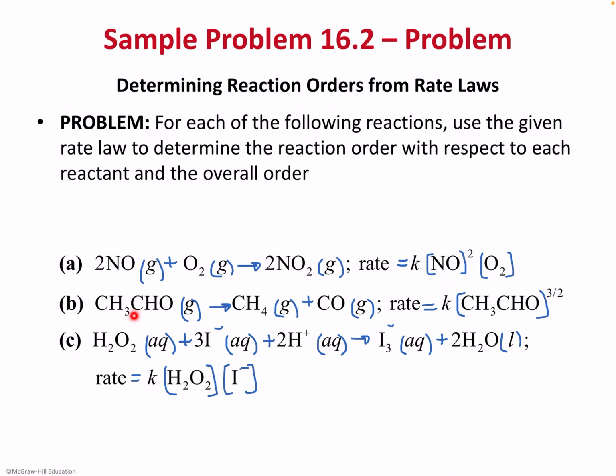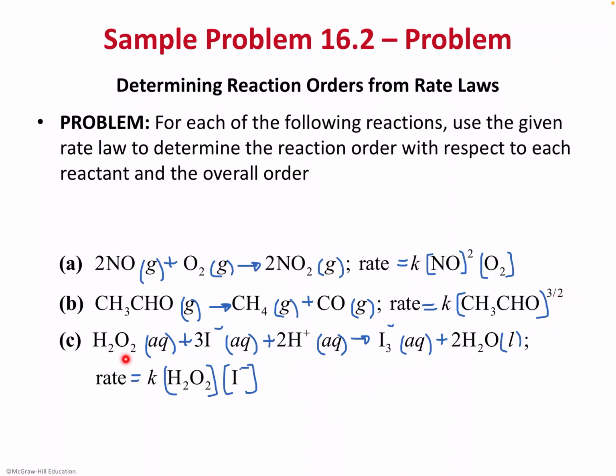Okay, so the next one, we have acetaldehyde, CH3CHO, giving you methane, CH4, and carbon monoxide. The rate is given to us. Remember, we always write the rate in terms of the reactants. Rate equals rate constant k times the reactant concentration to the order 3/2. So, if you look at the rate law, what is the order with respect to CH3CHO? It is 3/2. And the overall order is also 3/2.